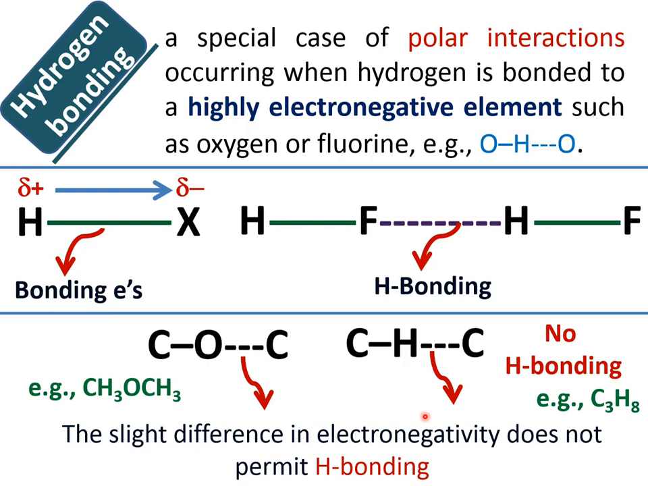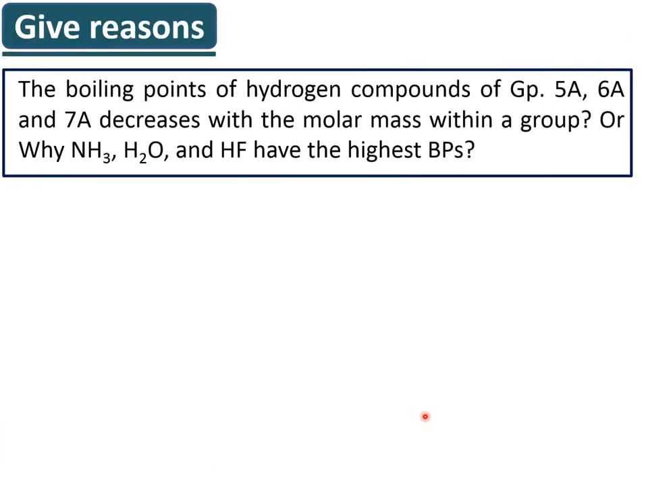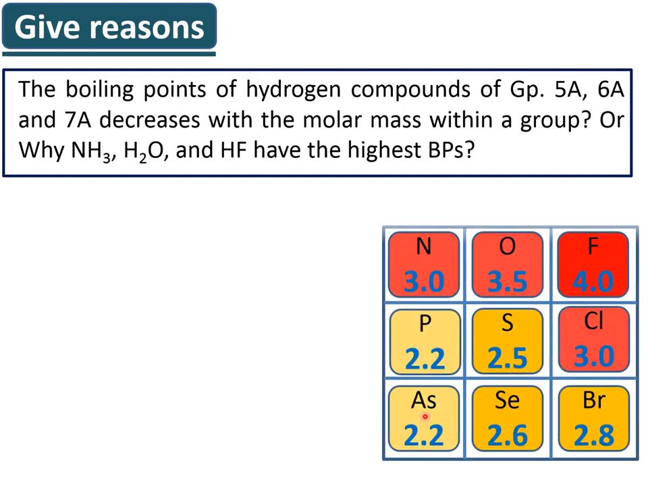Give reasons. The boiling points of hydrogen compounds of group 5A, 6A, and 7A decrease with the molar mass. If you look at HF, HCl and HBr, the boiling point decreases with the molar mass from fluorine to chlorine to bromine, from oxygen to sulfur to selenium. This way, the boiling point decreases. Why does the boiling point decrease with the molar mass?